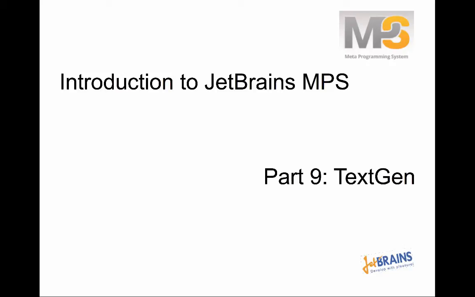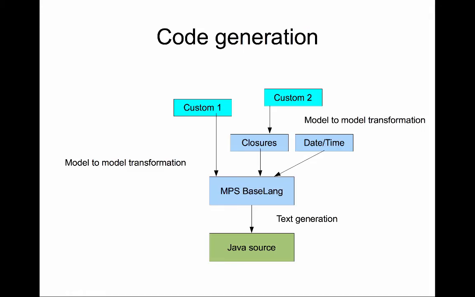This time we are going to talk about TextGen. Just like the generator, the TextGen aspect serves the purpose of generating code. However, there's a big difference between these two. While the generator is focused on model-to-model transformations, the TextGen is the final stage of code generation where the model needs to be flushed into text.